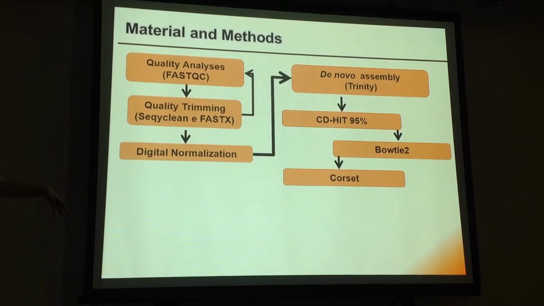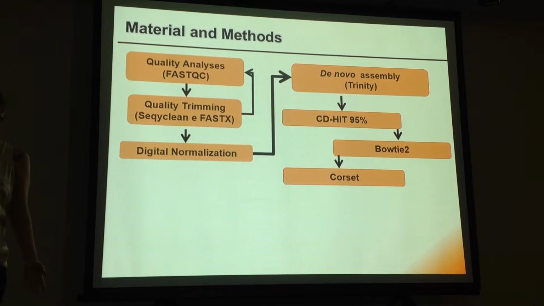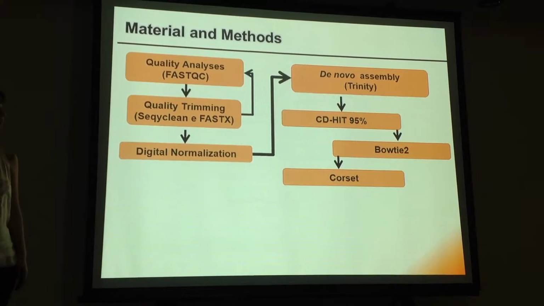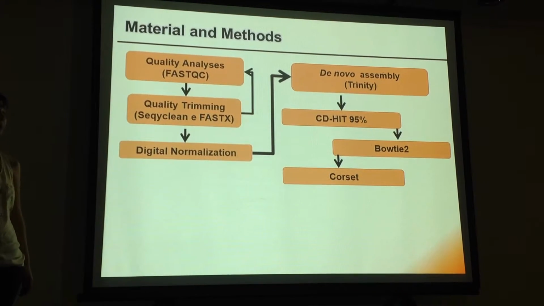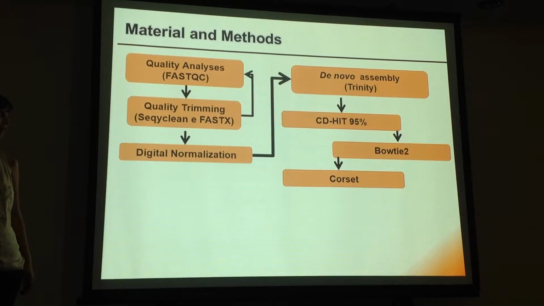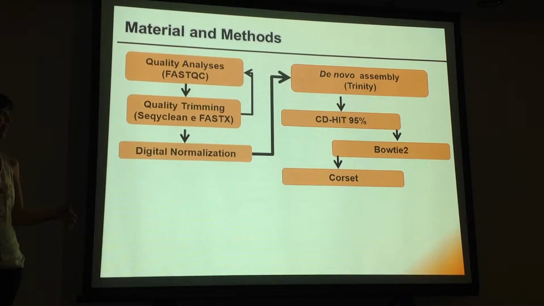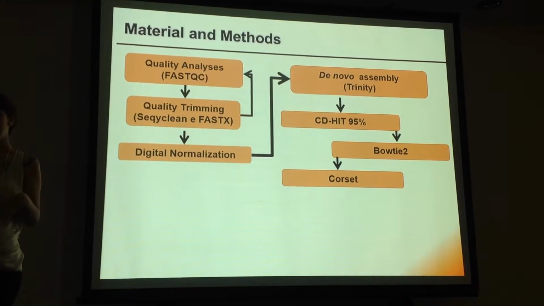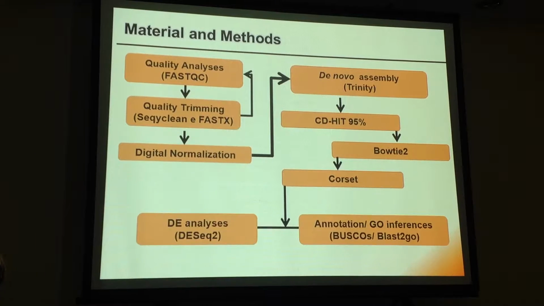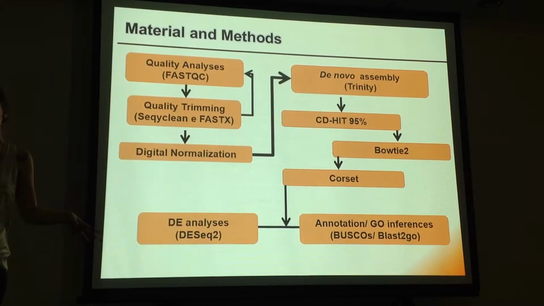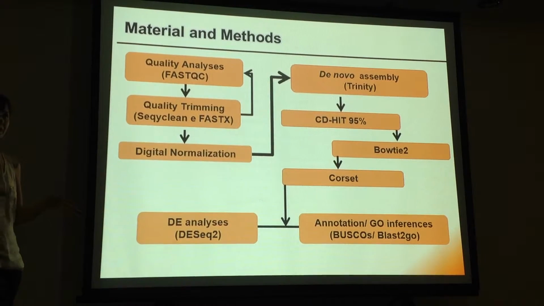We have to do a de novo transcriptome assembly for this species, so we used Trinity to make this assembly. Then we used the CD-HIT program just to concatenate reads that were very similar. Then we realigned all the reads again using Bowtie 2, and then Corset to improve the transcript assembly and the different isoforms assembly. And after that, we made the counts, the differential expression analysis, and all the inferences regarding the transcripts.